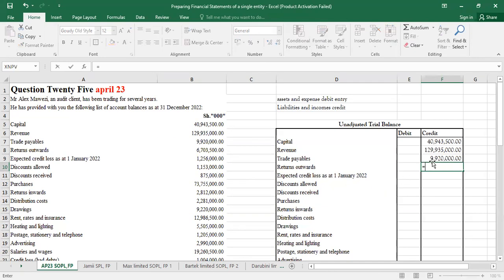So return outwards will be a credit entry. I press enter. Then expected loss as at January. So this one is an expected loss. It's not a loss that has been incurred, it's expected. So when something is expected, it becomes a liability, not an expense.